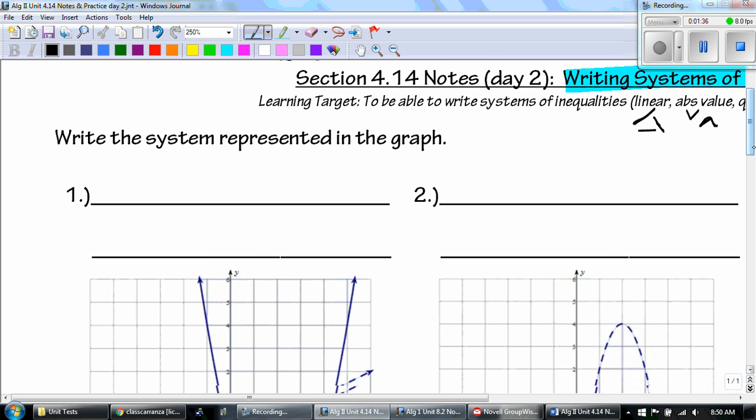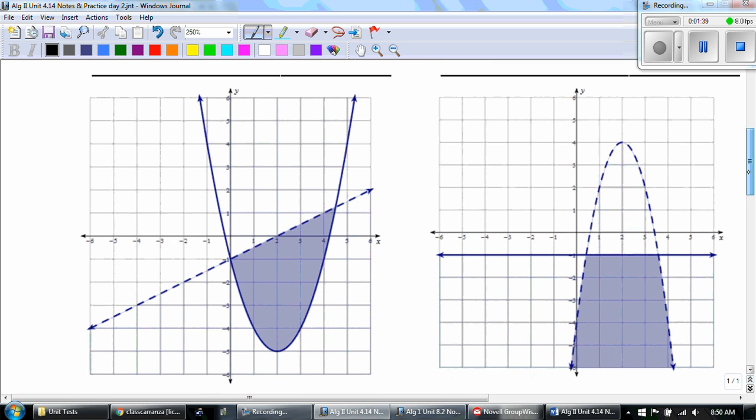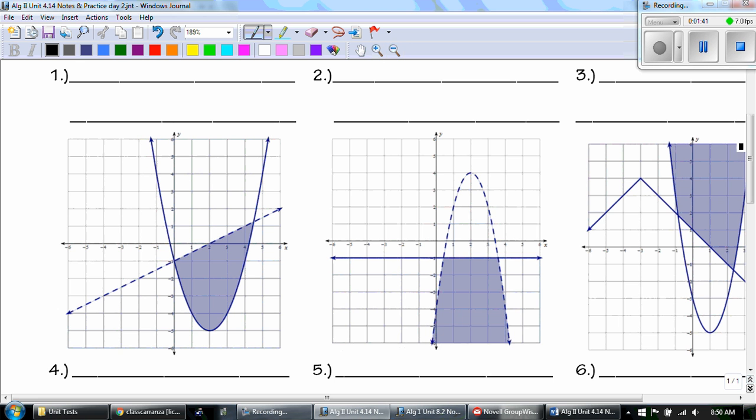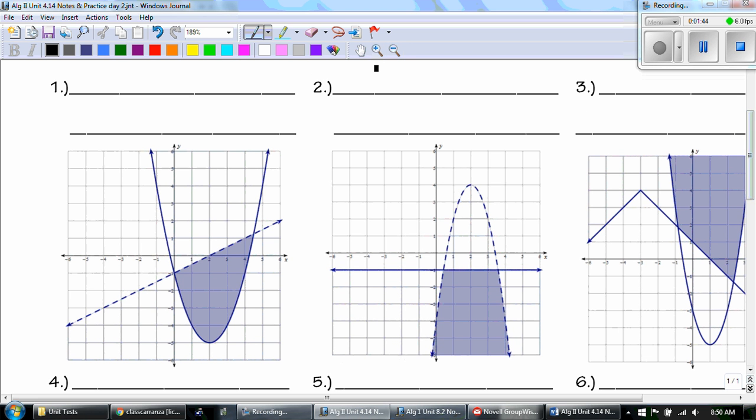All right, number one, we've got two shapes on there. We've got a parabola and we've got a linear. So in blue, I'm going to do my linear inequality. The first thing that I'm trying to do is look for points to figure out the slope. Other things I notice about my linear is that it is dashed. The shading is below. So if it's dashed and below, that is the less than symbol.